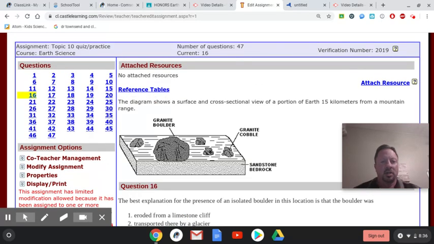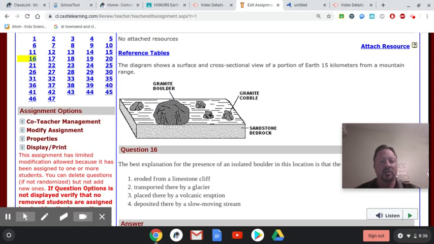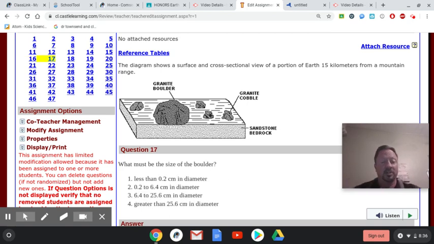16. Okay, so we got a boulder. That's the only thing that can move a boulder: ice, large pieces of ice, not a volcano, not a slow moving stream by any means. What must be the size of a boulder?